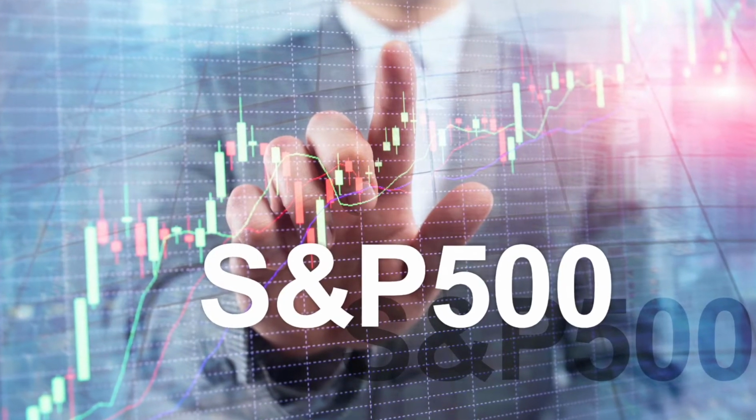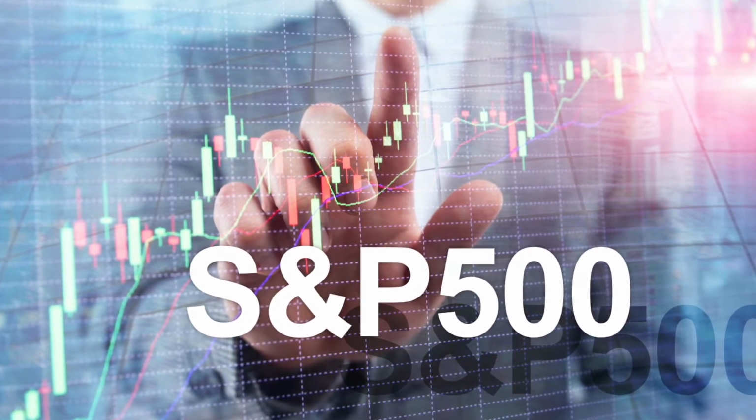What is an example of an ETF? Well, let's take the S&P 500. The S&P 500 contains the 500 biggest stock listed companies in America. If you buy an S&P 500 ETF, that means you buy a small portion of each of those 500 different companies. And the thing is that you don't have to buy them one by one.